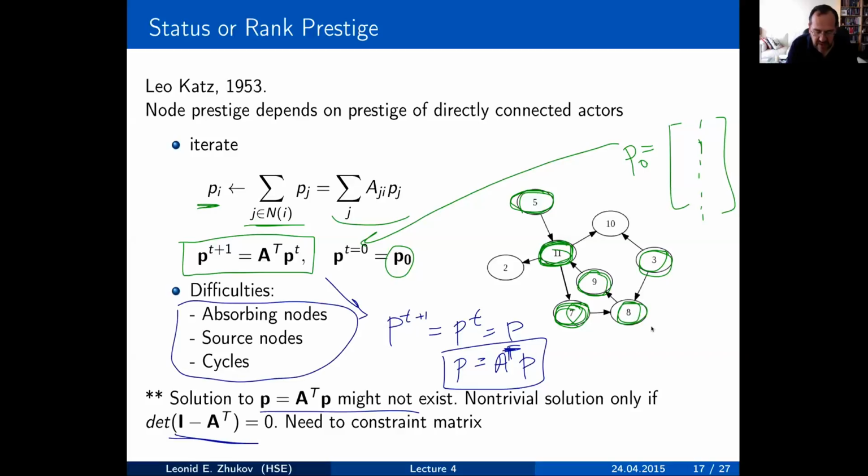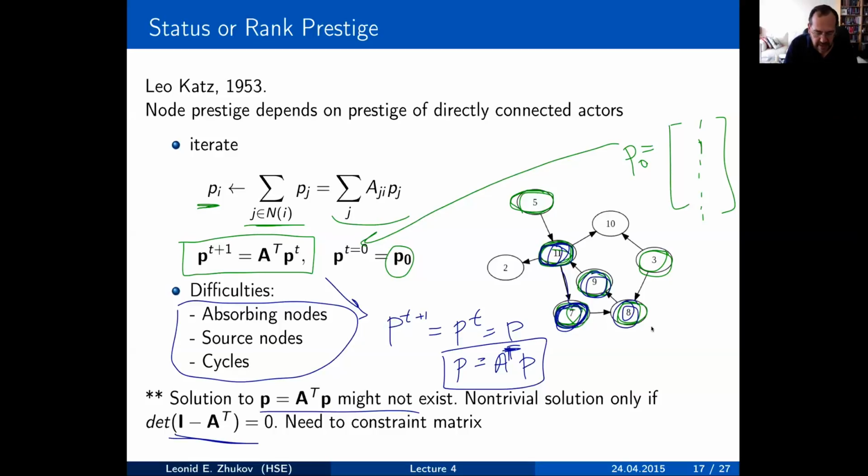And just to understand the difficulties, first of all, there are cycles. Let's say we try to calculate the prestige of node 7. Well, it depends on the prestige of node 11, which depends on the prestige of node 9, which depends on node 8, which in turn depends on the prestige of node 7. And when you have circular dependencies, things might not converge. So you might have oscillations of prestige.